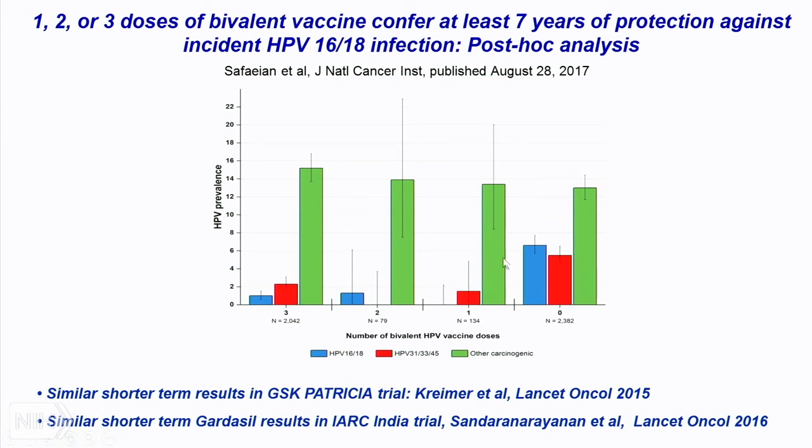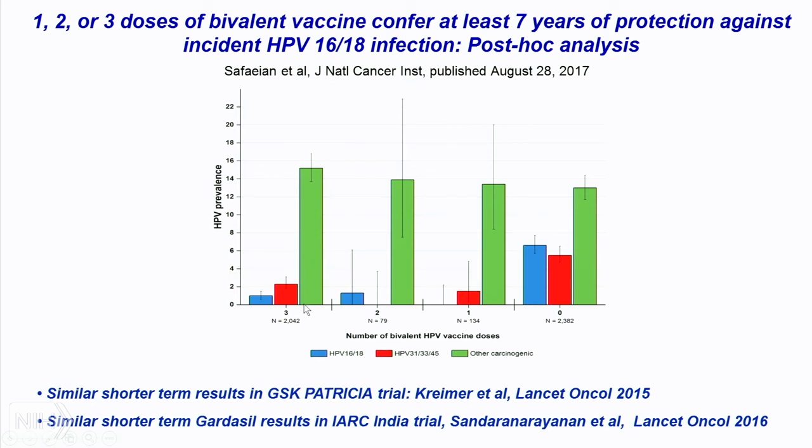Let me first show you the data on the right, which is in the placebo group. The green represents the HPV types that are not protected by the bivalent vaccine. The blue represents HPV 16 and 18 infection, which is specifically protected, and the red represents HPV 31, 33, and 45, where there's good cross protection with the bivalent vaccine. That's not true of the Merck vaccine, the degree of cross protection.